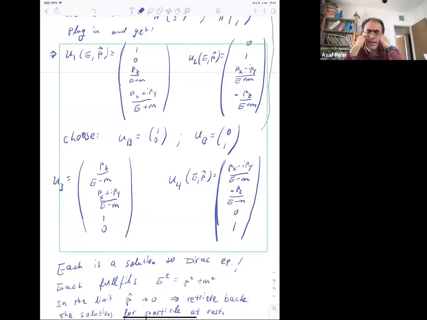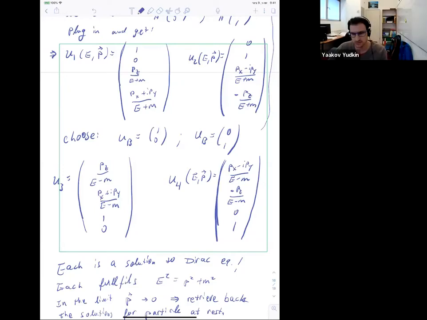No, I don't see any physical meaning, because you're solving different equations, right? This is a general solution to the Dirac equation with a non-zero momentum, and U1 and U4 are solutions to the Dirac equation with zero momentum. So it's not the same equation.